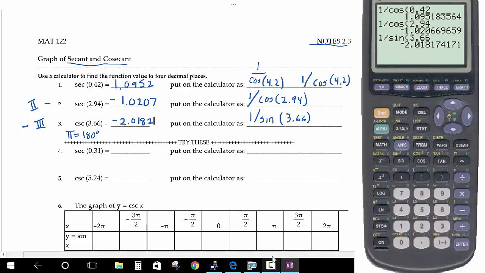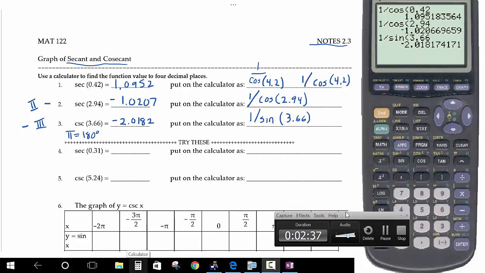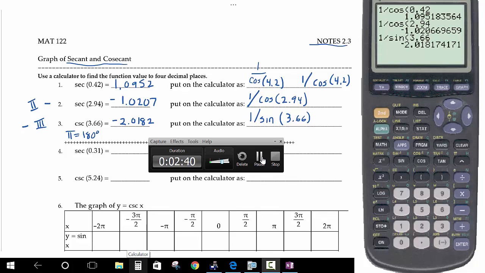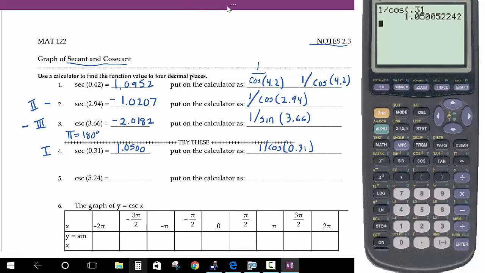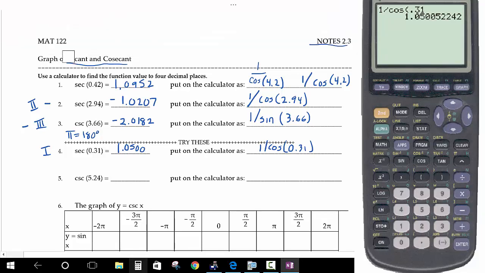So I'm going to go ahead and very briefly have you pause and put the next two in, see if you get those right, then we'll move on. Okay, so here's what you should have done on these problems. This problem you should have done 1 over cosine 0.31. If you put that in, we are going to get a positive answer because we're in a quadrant 1 angle situation here. So that is 1.0500, or actually 1.0501, because of the 5 on the end, if we round that to 4 decimals.